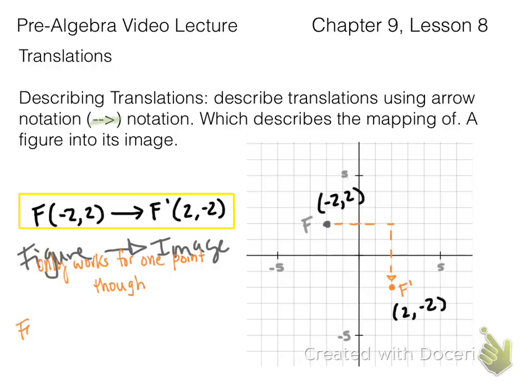All right? Now, if we're going to do multiple points that make up a figure, we're going to have to use the mapping rules. The mapping rules will say that no matter where a point starts in the figure, as long as it's going to a specific image, it will follow a specific rule. So let's go ahead and figure out how that one works.